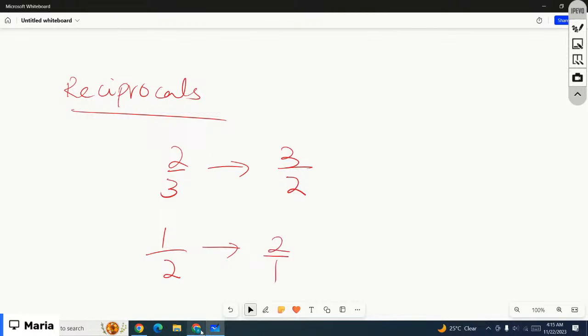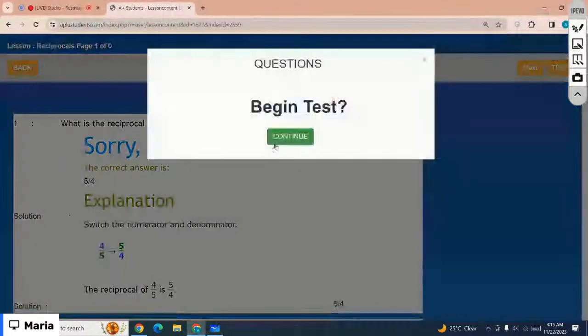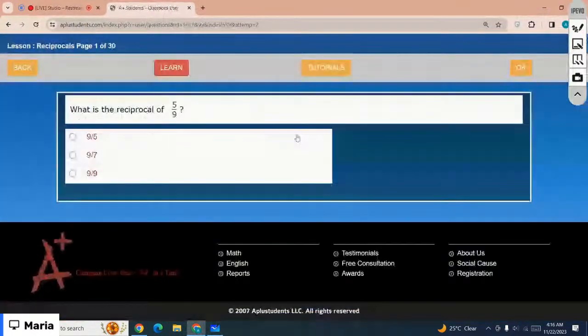Okay, let's just start with the practice questions. Very good, okay. What is the reciprocal of 5 over 9? Which is the correct option? Yes, the correct option is, the reciprocal of 5 by 9 is 9 by 5. Option number 1 is the correct option.